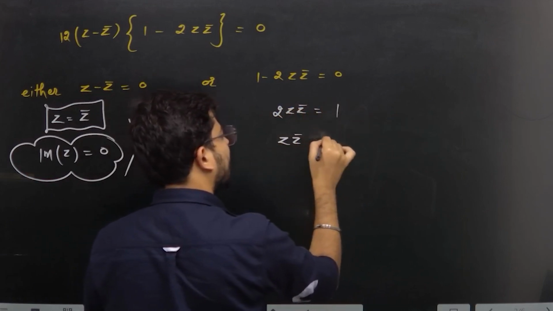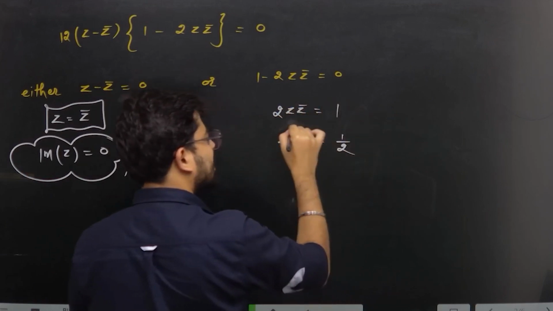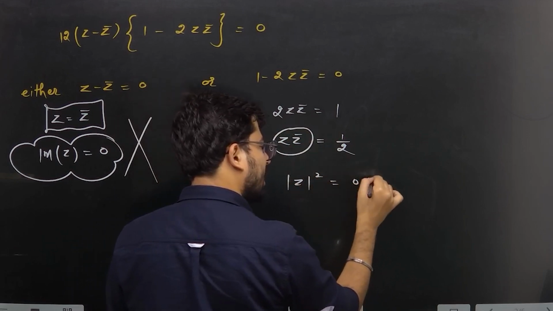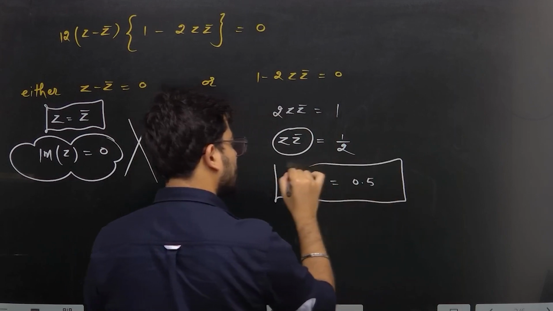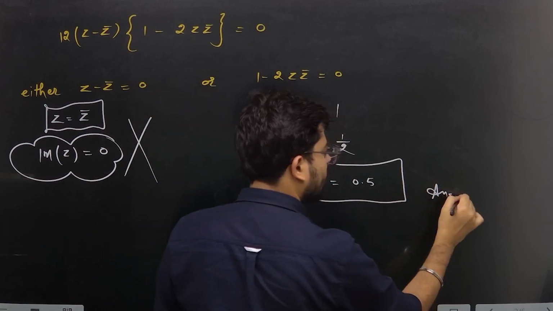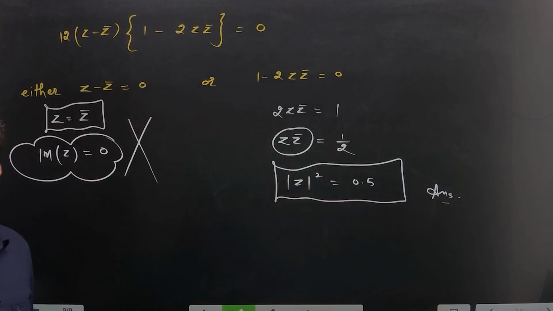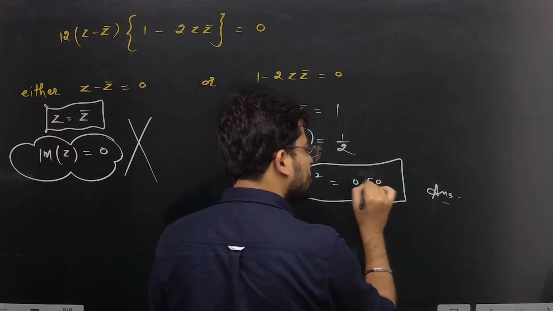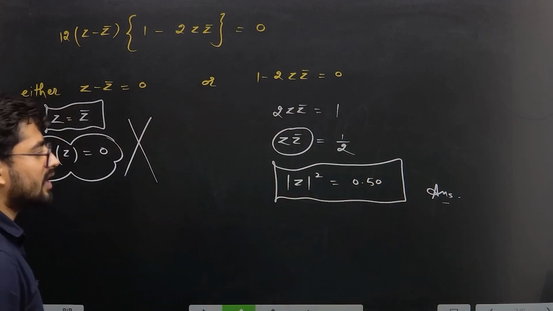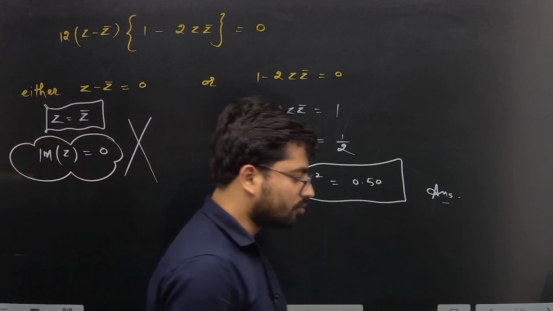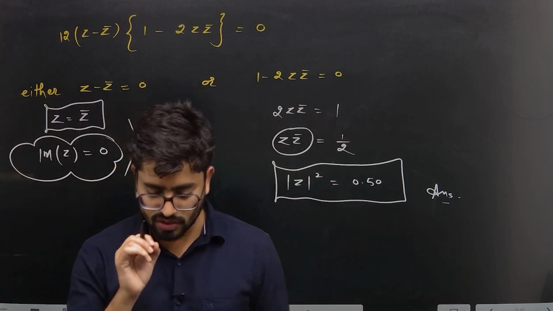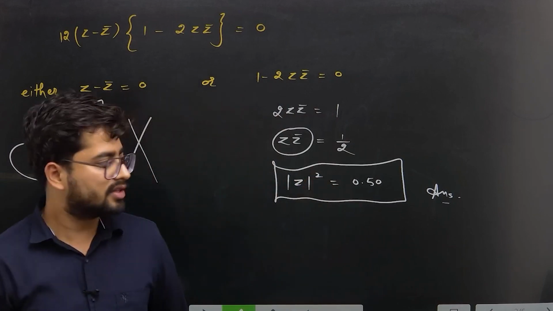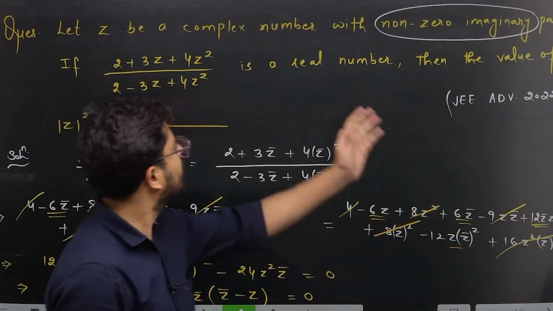So zz bar is equal to 1 by 2, and zz bar is equal to mod z square, which is equal to 0.5. So that is your answer. You have to write your answer to 2 decimal places, so your correct one is 0.50. So the square of the modulus of z is 0.50. This is the correct answer for your given question.